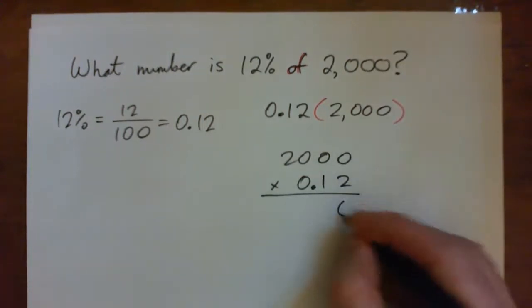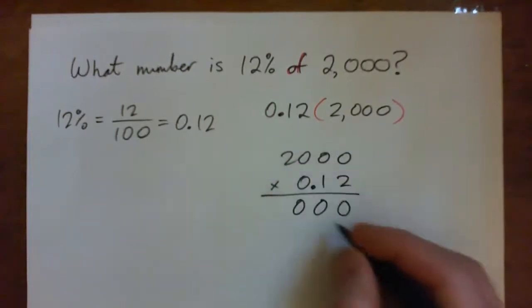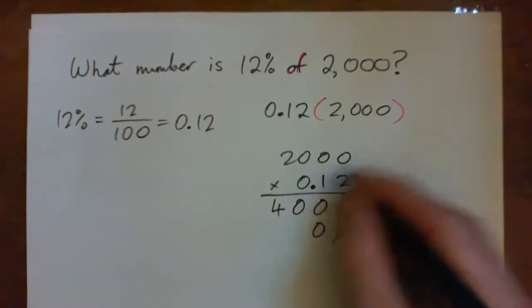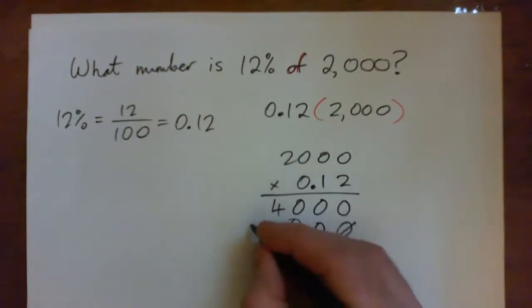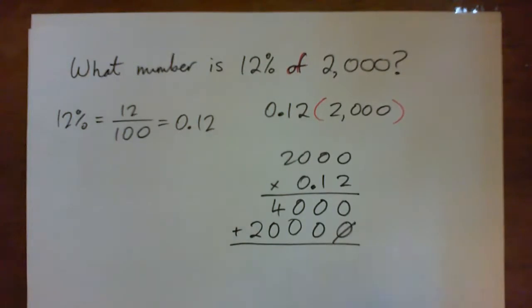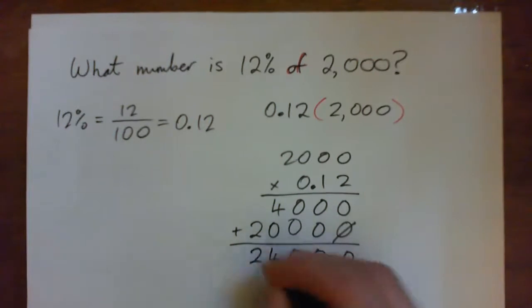2 times 0, 0. 2 times 0, 0. 2 times 0, 0. 2 times 2 is 4. Put down a 0 and multiply by 1. 1 times 0 is 0. 1 times 0, 0. 1 times 0, 0. 1 times 2 is 2. Now add. Okay? 0, 0, 0, 4, 2.